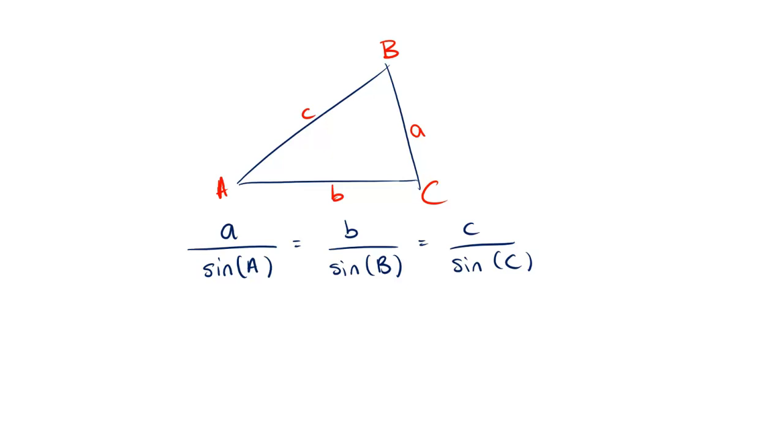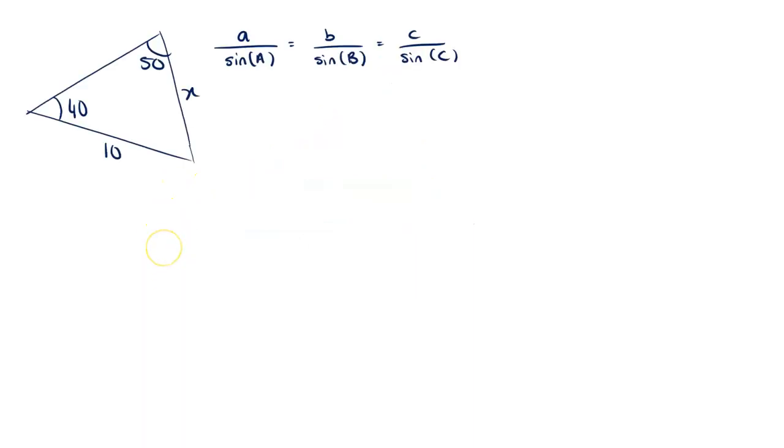Once you've got your triangle set up like this, then you're going to use any two of these equalities here to work out missing sides or missing angles. Let's see how that works in practice.